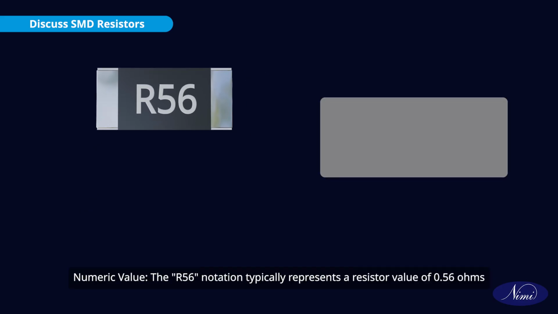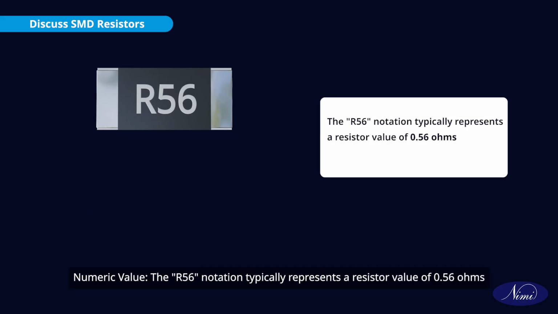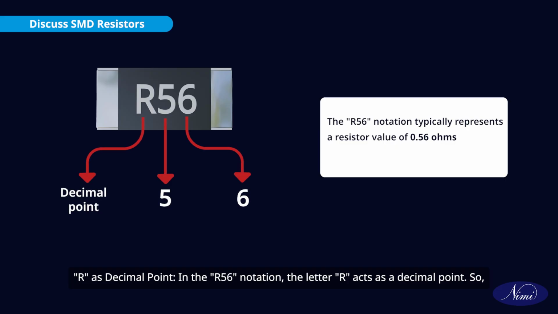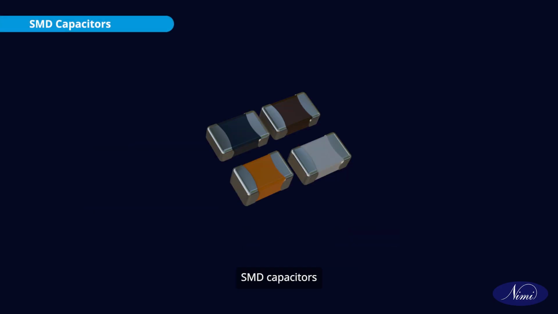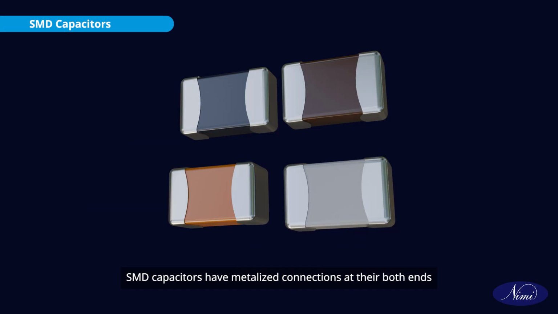Numeric value. The R56 notation typically represents a resistor value of 0.56 ohms. R as decimal point. In the R56 notation, the letter R acts as a decimal point, so R56 translates to 0.56 ohms. SMD capacitors. SMD capacitors have metallized connections at both ends.